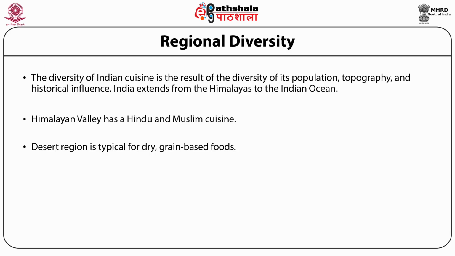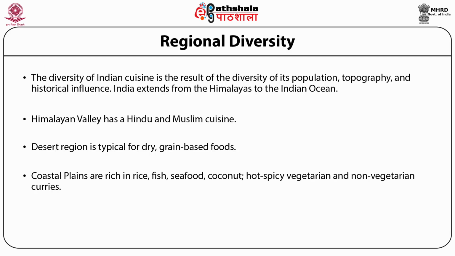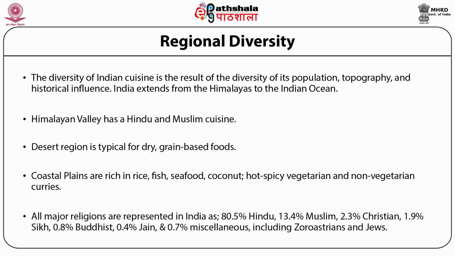The Gangetic Plain is rich in rice, dairy, fish, coconut, spiced with mustard seed in the east. Punjab, 65% Sikh, has a cuisine noted for dairy, grain, pulses, tandoori style and naan. The coastal plains are rich in rice, fish, seafood, coconut; hot spicy vegetarian and non-vegetarian curries are typical of the south. All major religions are represented in India.